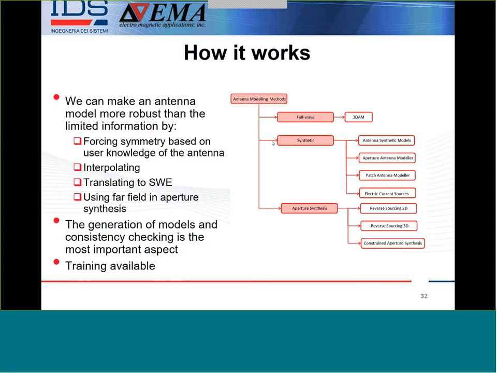We can translate that to a spherical wave expansion method, or we could use equivalent far fields for aperture synthesis. So we create an aperture that gives us the equivalent far field, and then we can drive that on our platform. Of course, this takes a little practice. The generation of these models and checking their consistency is the most important part of it. But the good news is you're not alone. We're here, EMA IDS. We can do training on this. We can help you do this in a way that makes sense and learn to do this quickly.